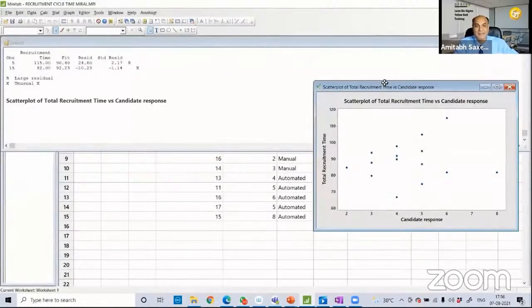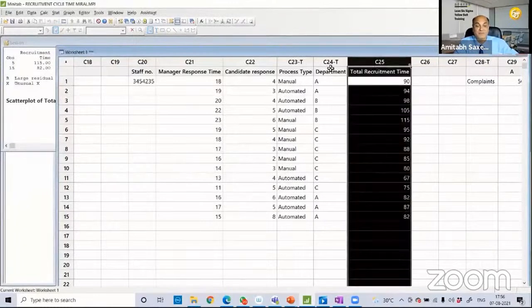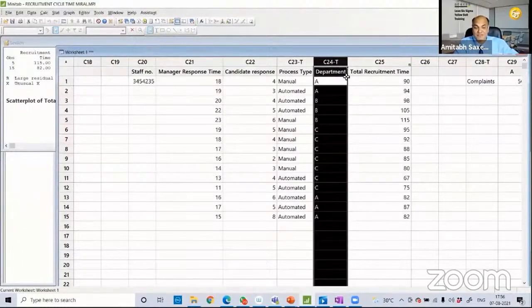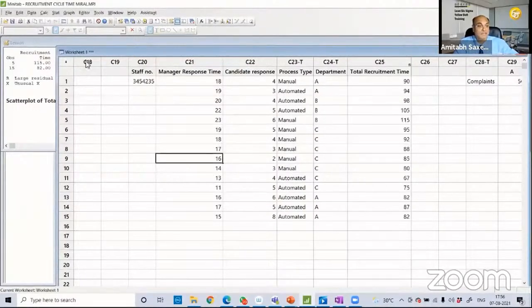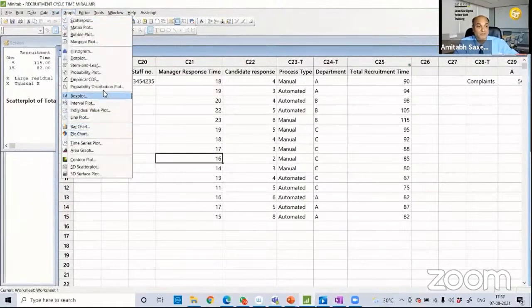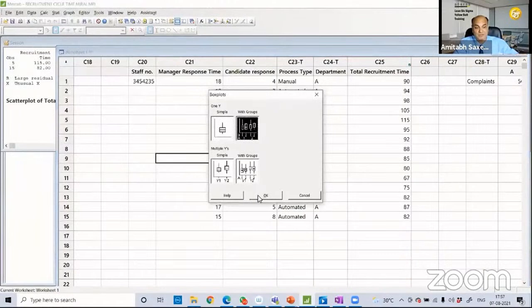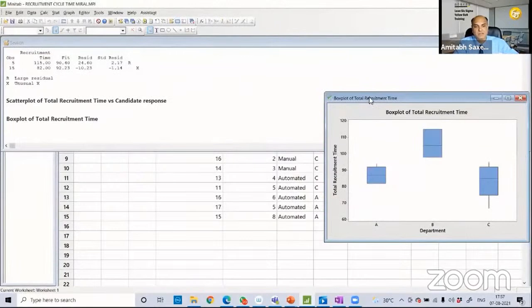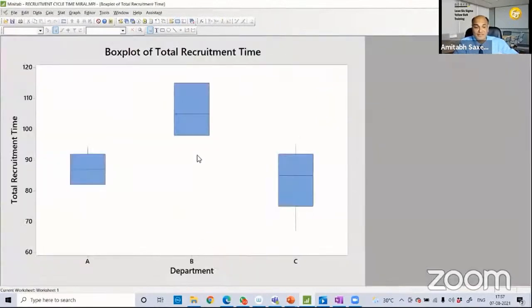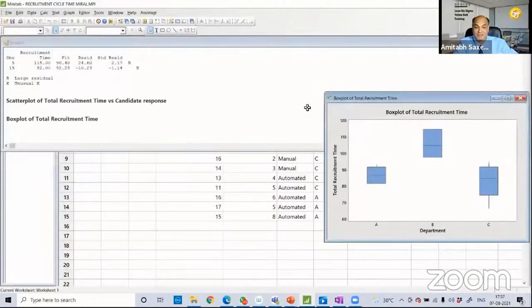You'll waste your time. Similarly, is total recruitment time impacted by the department? Is some department taking more time, some department less time? Department is attribute data, total recruitment time is continuous data. I will use a box plot. Okay, let me see. Department. Yes, some departments are taking more time. So let me work on that. That is the root cause. Department B is taking more time. I will work on that.